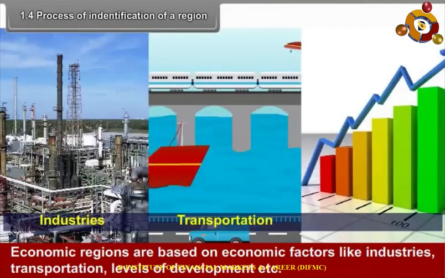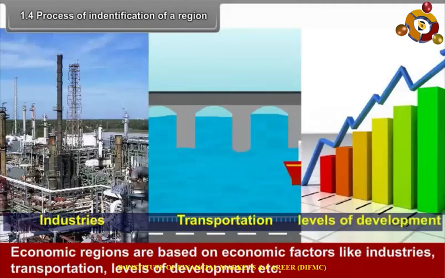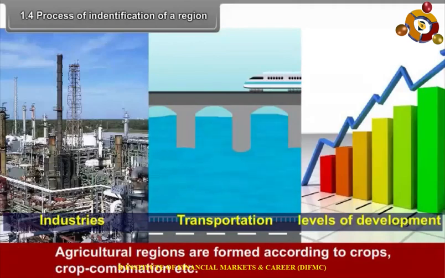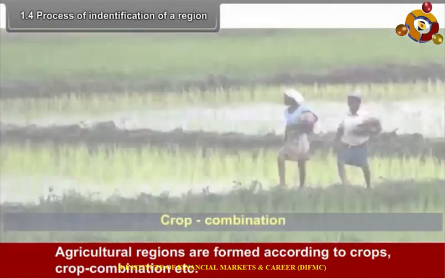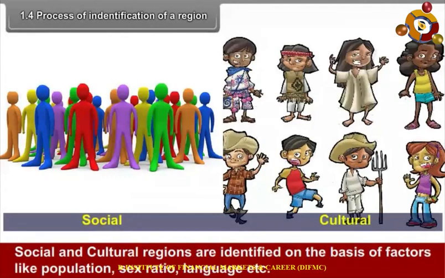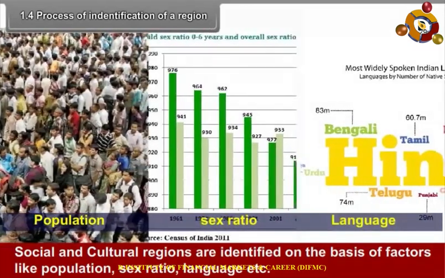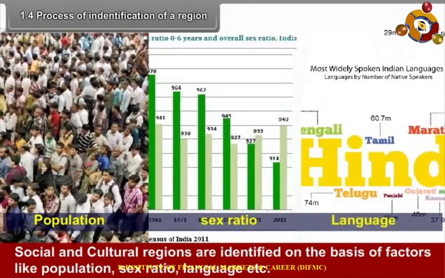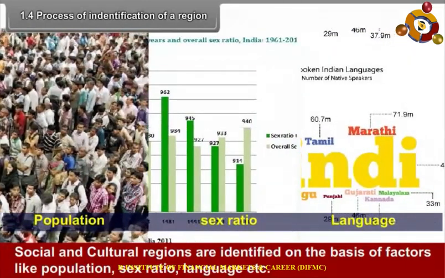Economic regions are based on economic factors like industries, transportation, levels of development, etc. Agricultural regions are formed according to crops combination, etc. Social and cultural regions are identified on the basic factors like population, sex ratio, language, etc.